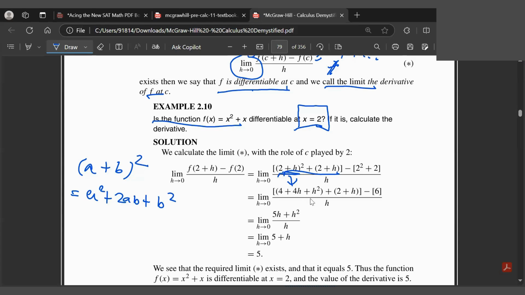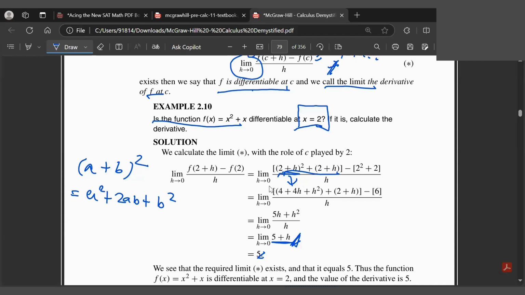And plus 2 plus h is there, and for these we have all of it divided by h. After calculating all these things, we have got 5h plus h square. If you divide these, we'll get 5 plus h. And if we put h equals 0, since h tends to 0 means we have to put h equals 0 in the final function that we got, the final value we get is 5. Is 5 an existing number?